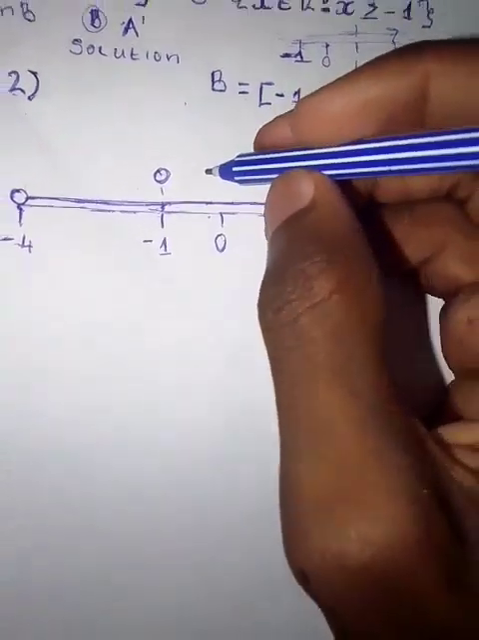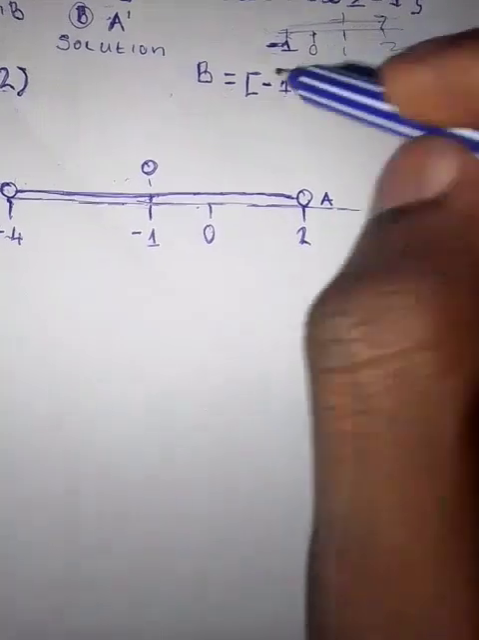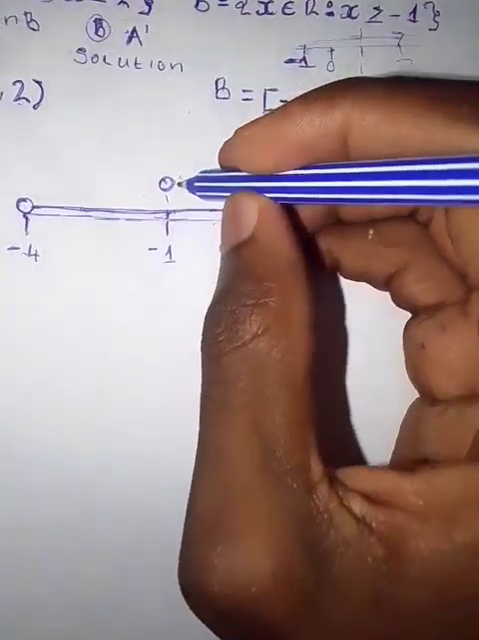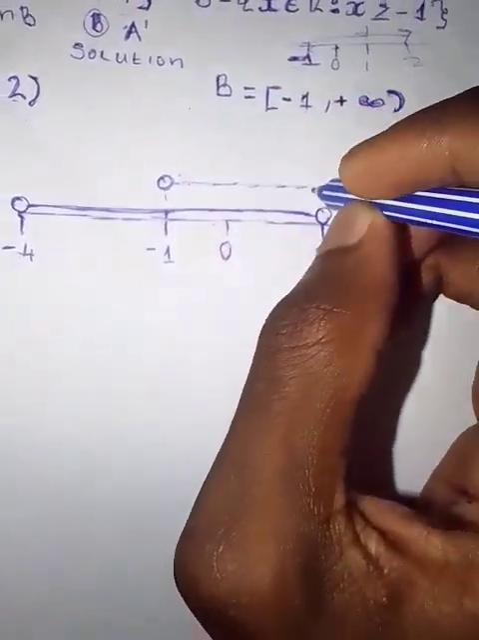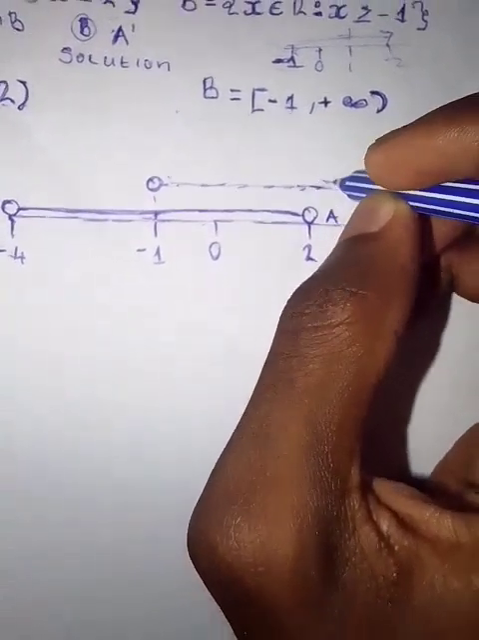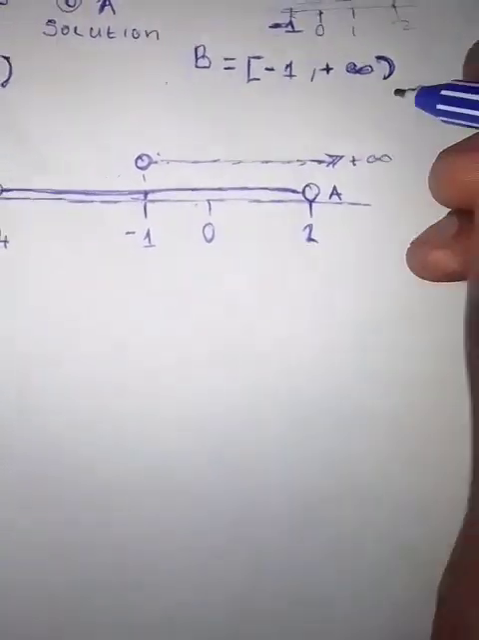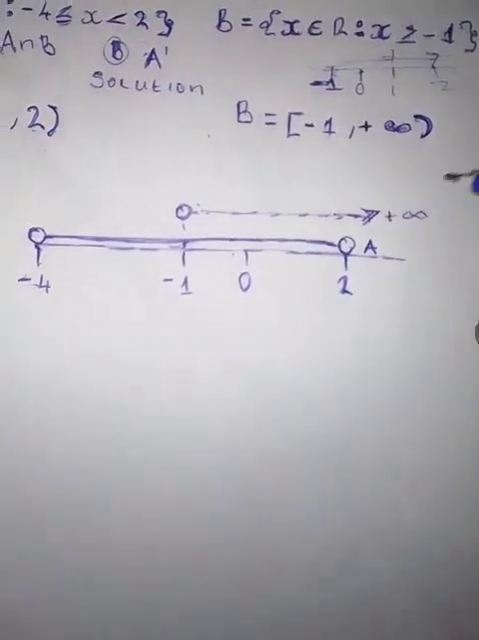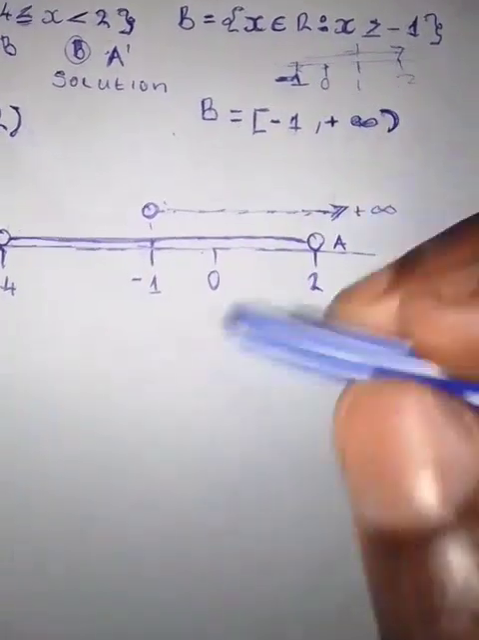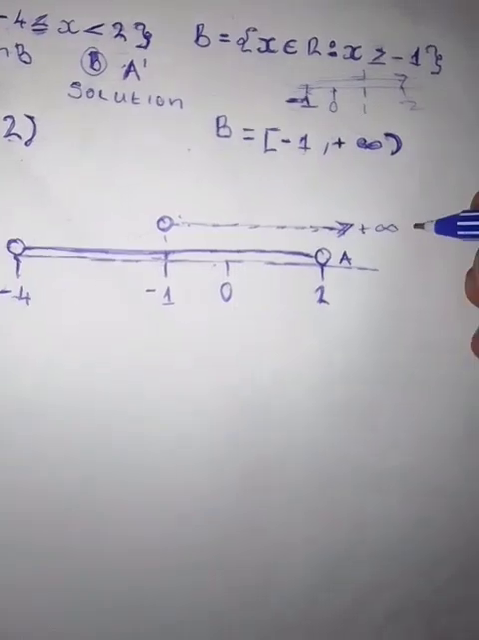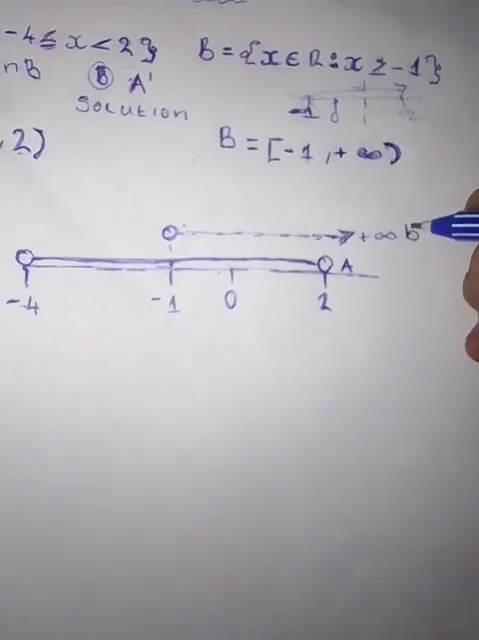Okay, so now starting from negative 1, we say that it is going to positive infinity, right? So you can just draw a line like this and put an arrow. If you want, you can even write infinity, but this arrow says it all. It is saying that you're just going to infinity. You can even say this is B.